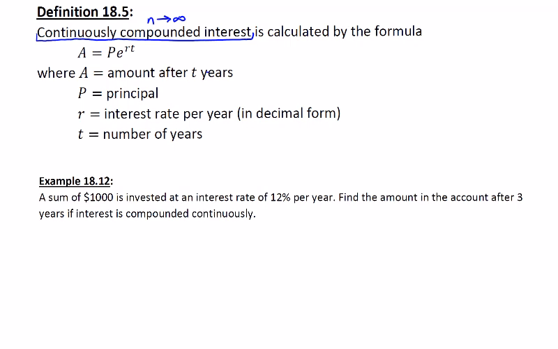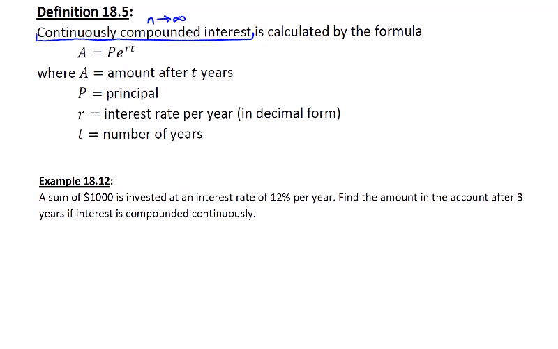Now, when we allow n to approach infinity for that formula in definition 18.4, it gives us a new version of the formula called the PERT formula, and it's A equals P times e raised to the RT. So the same things are here that we saw with the compound interest formula, except we don't have to worry about n this time, because this automatically takes into account the fact that n needs to approach infinity. So the P is still the principal amount, r is your interest rate per year in decimal form, t is the number of years, and then A will represent the amount after t years.